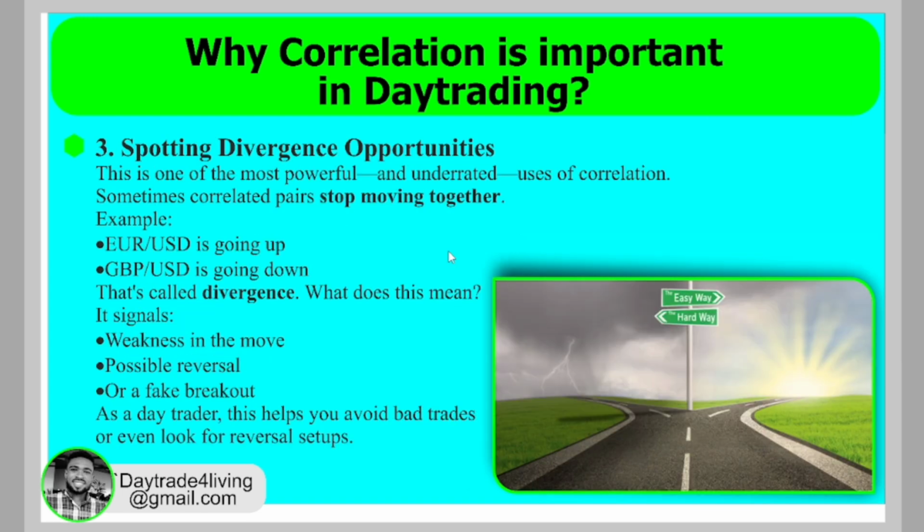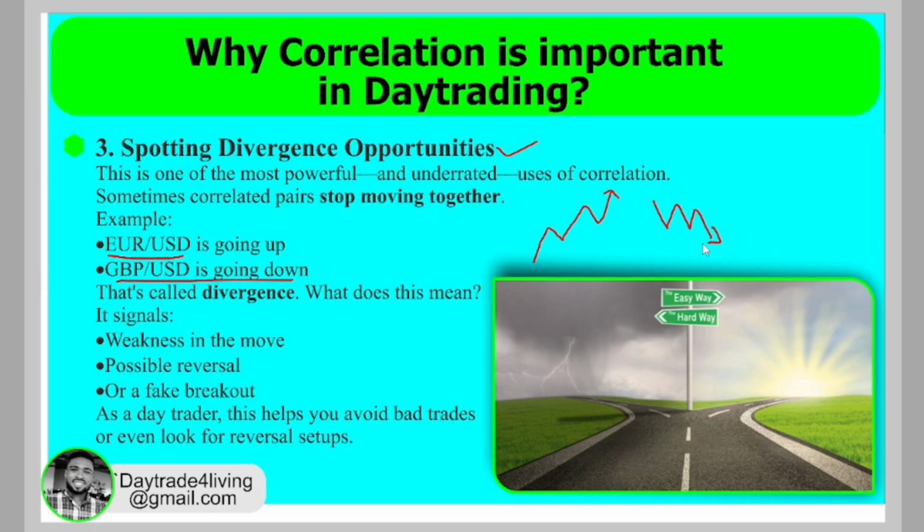Okay. Correlation also helps us to spot divergence opportunity. What does it mean, divergence? You see, divergence is one of the most powerful concepts if you understand it and you can use it well. It's actually going to help you. It is used to create reversals. So let's say, for instance, Euro USD is going upwards. So Euro USD, up move, retrace, up move, retrace, up move, retrace. Now, the Pound USD is going downwards. Down, retrace, down, retrace, down.